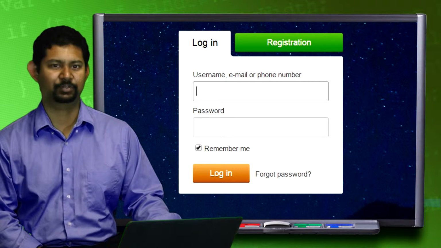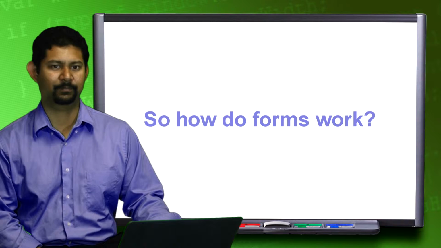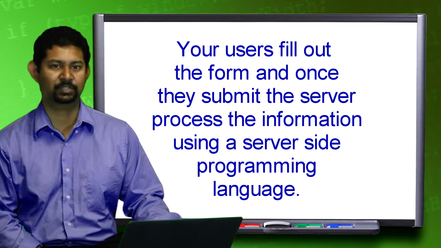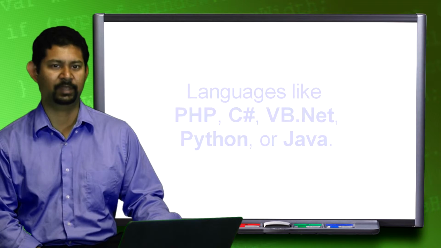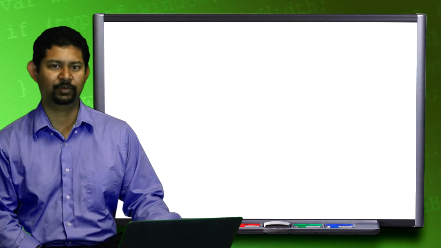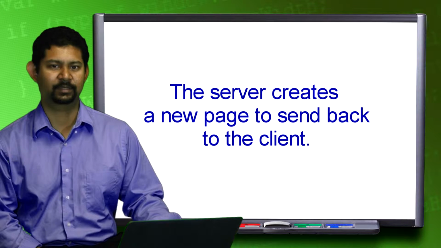Forms have a variety of controls. They allow users to input text, passwords, make choices, upload files, and to submit the form. So how do forms work? The users fill out the form, and once they submit, the server processes the information using a server-side programming language. Languages like PHP, C#, VB.NET, Python, or Java. The server creates a new page to send back to the client.